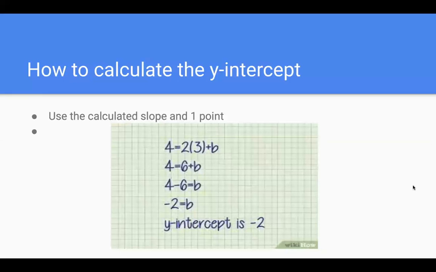So here's an equation to calculate the y-intercept. You start with one of the points, and you plug those in for the x and the y in the equation, and then you use the slope that you calculated in the last part as the m. Then the only thing you're left with is b, and you can solve a simple algebraic equation. In this case, the y-intercept was -2.